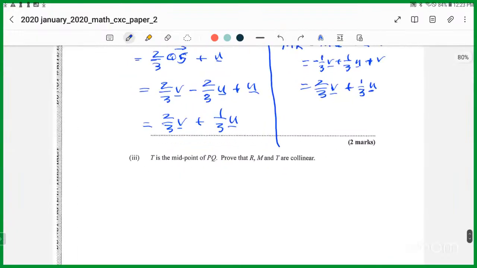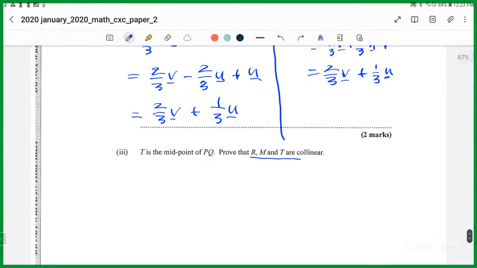Let's write it down. So to prove that these 3 points are collinear, we need 2 vectors between the 3 points. I want to use MR as one of the vectors. It's 2/3 V plus 1/3 U. And you have to decide which other vector you use now. We need the vector between M and T, or R and T. Your choice. Let's look at the diagram and tell me which one you would use.